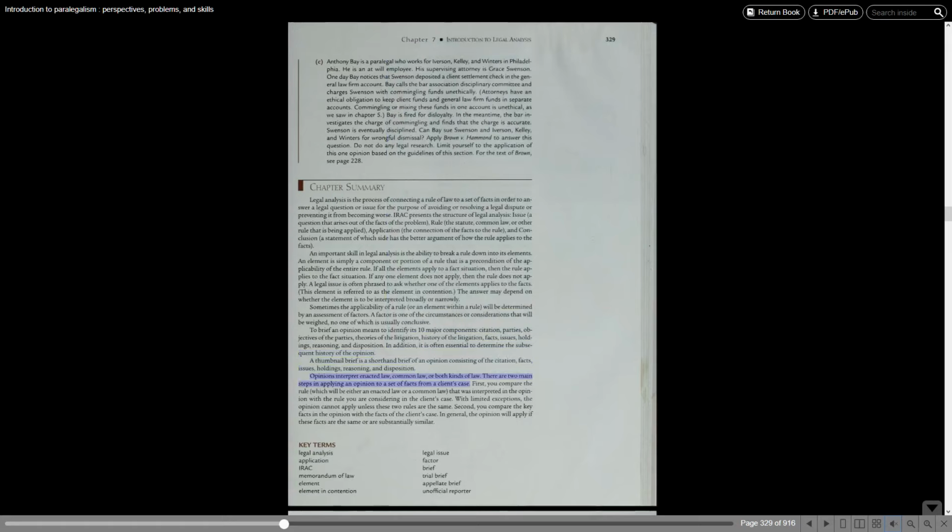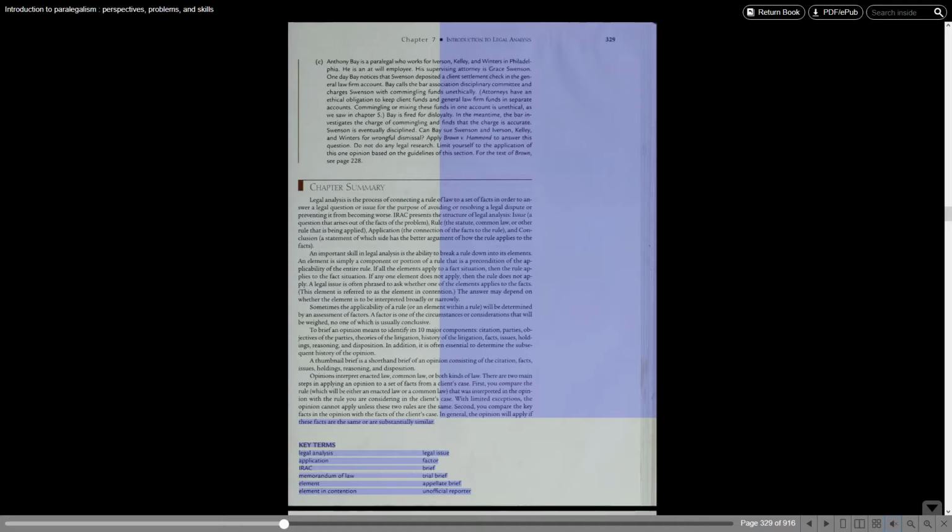Opinions interpret enacted law, common law, or both kinds of law. There are two main steps in applying an opinion to a set of facts from a client's case. First, you compare the rule, which will be either an enacted law or a common law that was interpreted in the opinion, with the rule you are considering in the client's case. With limited exceptions, the opinion cannot apply unless these two rules are the same. Second, you compare the key facts in the opinion with the facts of the client's case. In general, the opinion will apply if these facts are the same or are substantially similar.